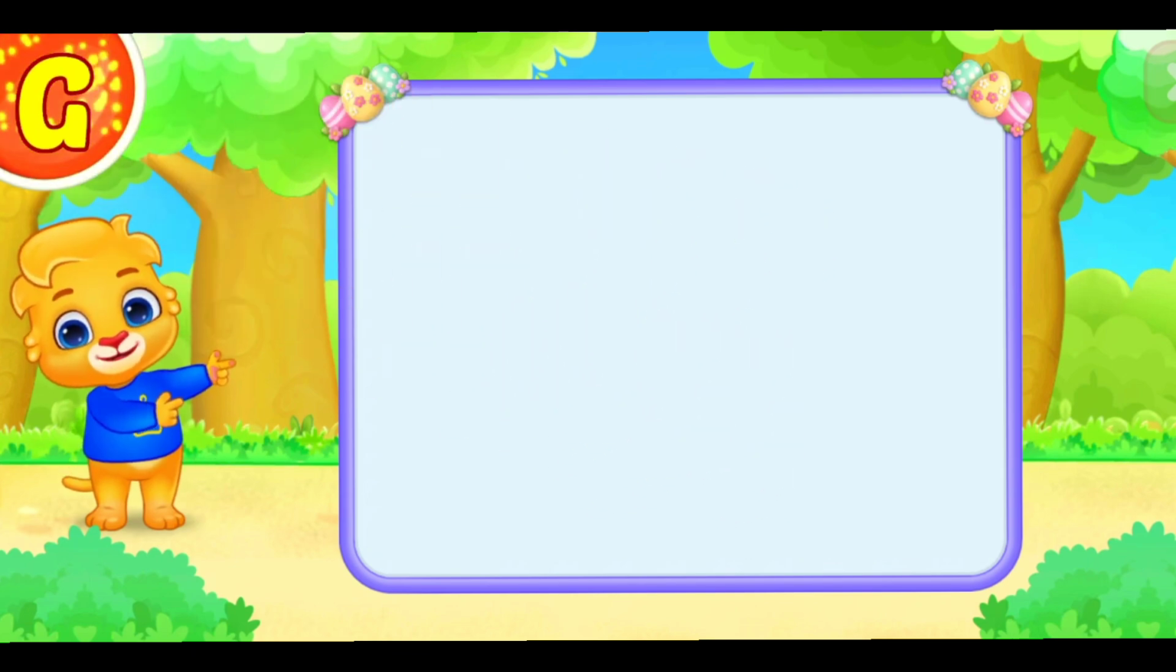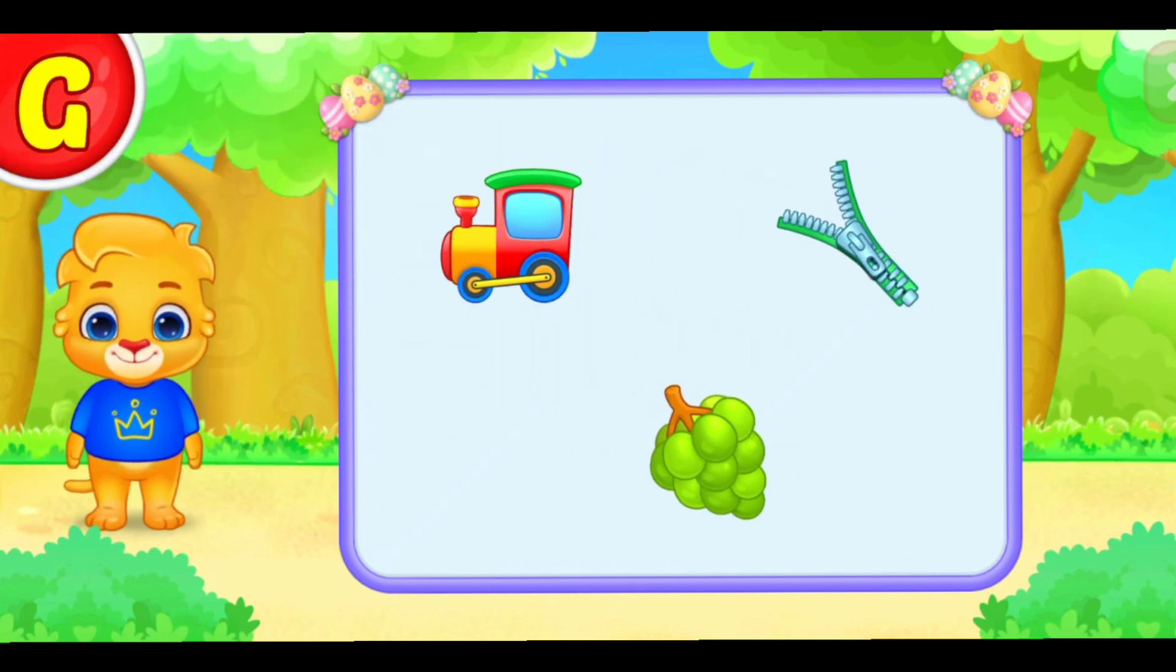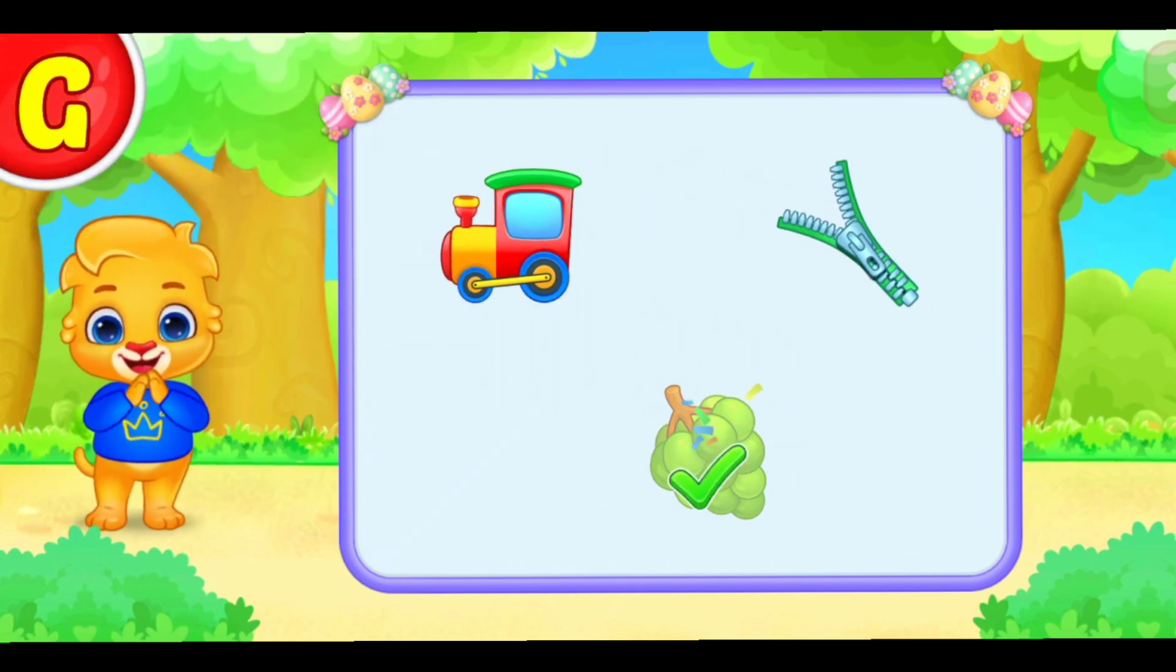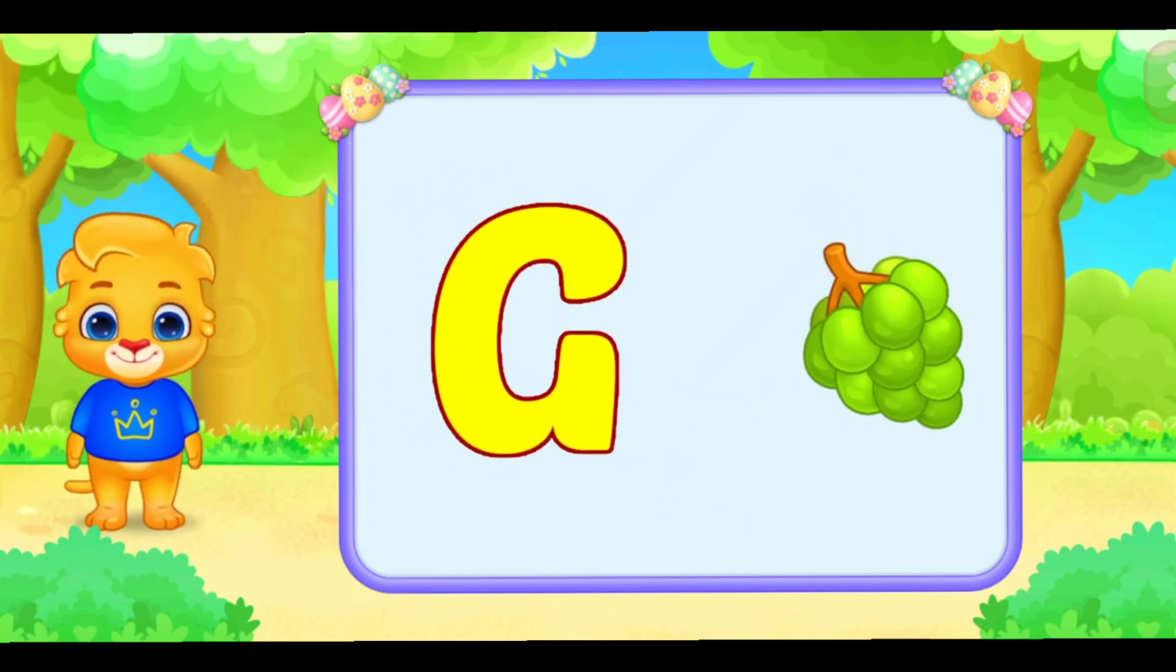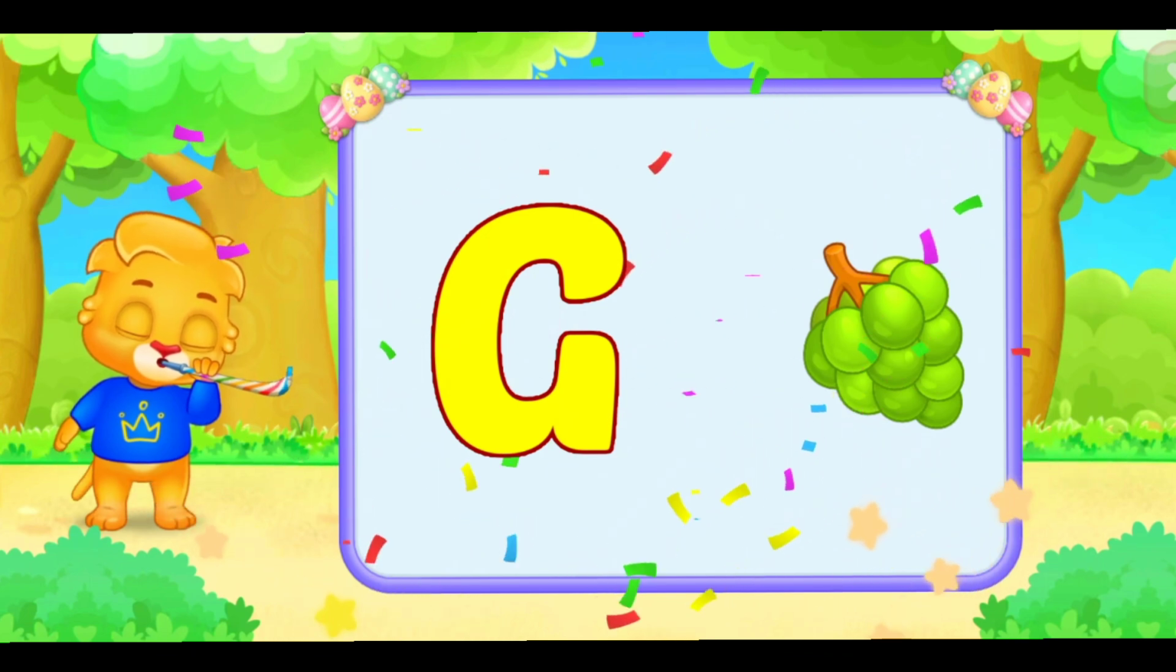Tap the picture that starts with letter G. G is for grapes. Well done.